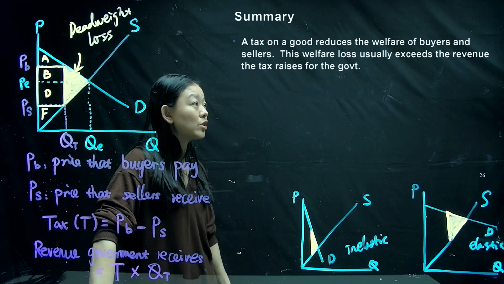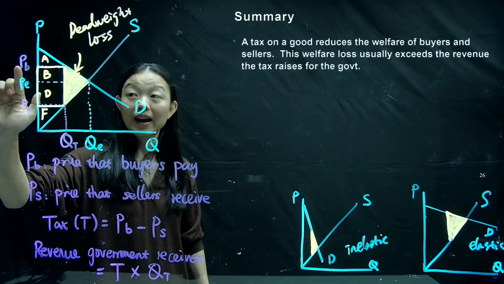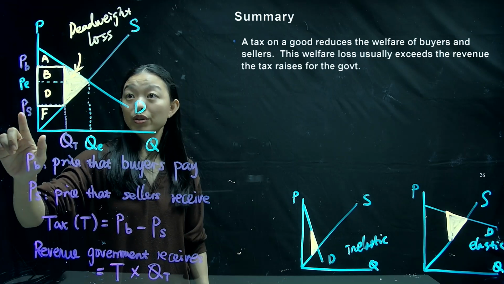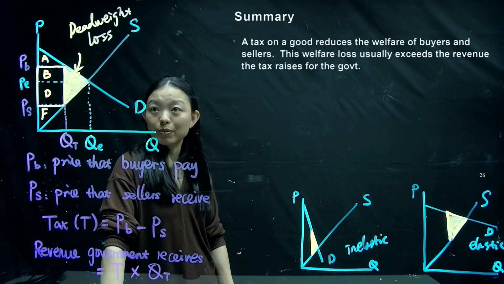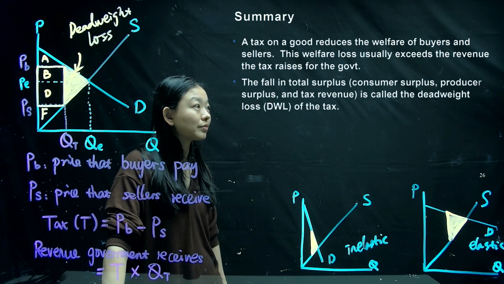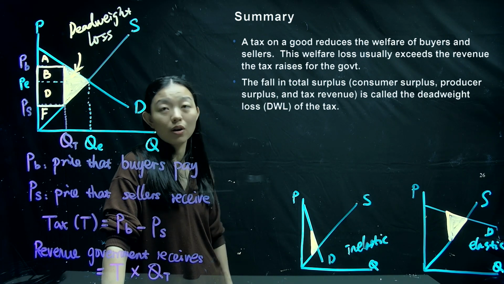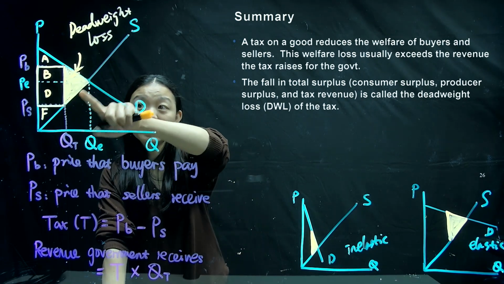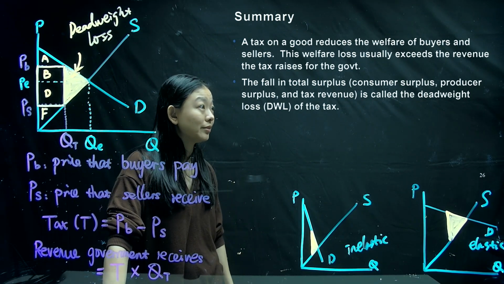A tax on a good can reduce the welfare of buyers and sellers because buyers need to pay a higher price, but sellers only receive a lower price, right? So the total surplus of their welfare would decrease. The fall in the total surplus is called the deadweight loss. And this deadweight loss is always measured by this small triangle.